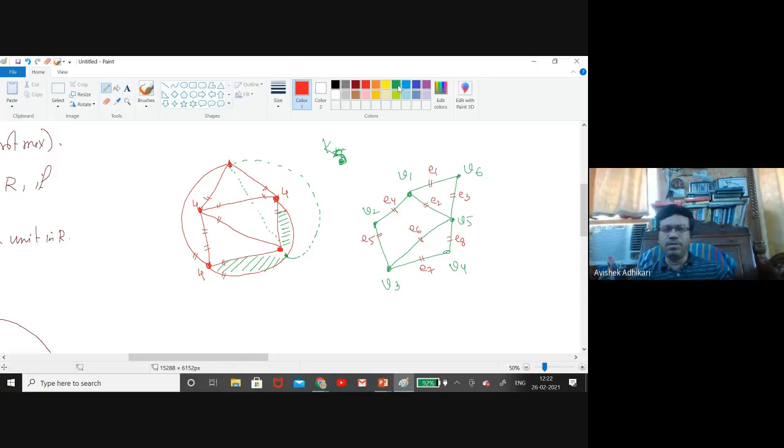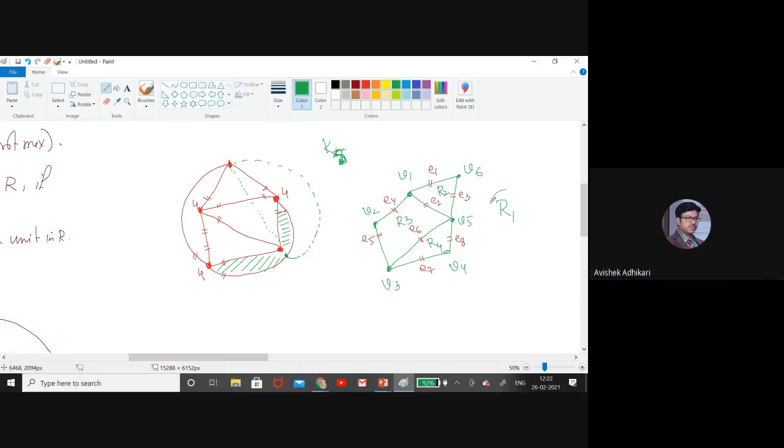Now tell me how many regions are there. You can see that many regions are bounded and one unbounded region is there. I call the unbounded region R1. Then this is R2, R3, R4. So there are four such regions, among which this one is the unbounded region, and the others are all bounded regions. Now let us try to check.